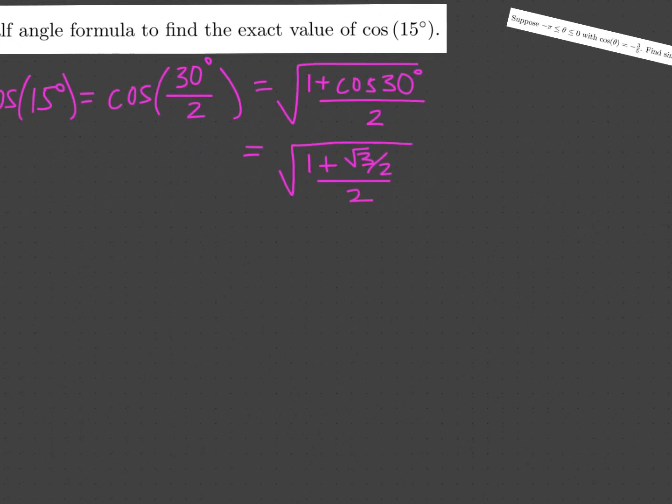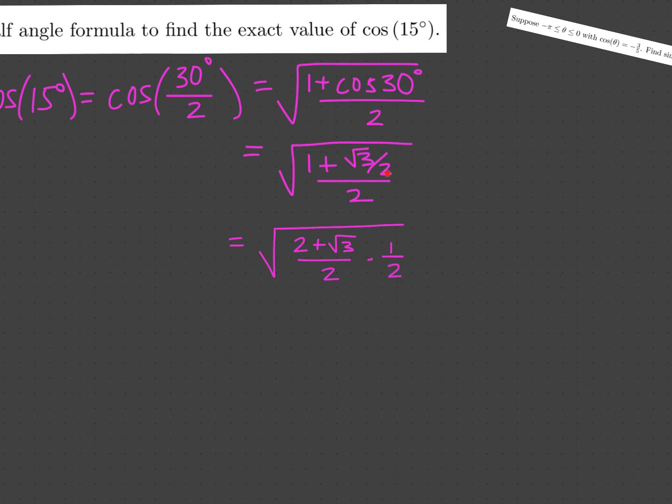So in the numerator of this complex fraction under a square root, we really have 2 over 2 plus root 3 over 2. So we really have 2 plus root 3 all over 2. And then we're dividing by 2, which really means multiplying by 1/2. So this is really times 1/2 here.